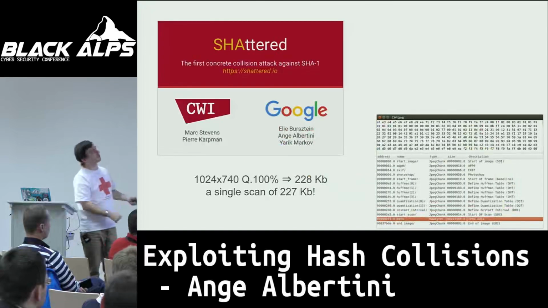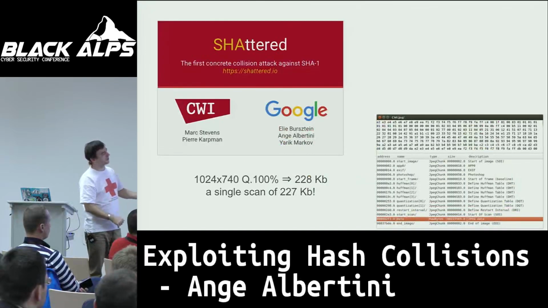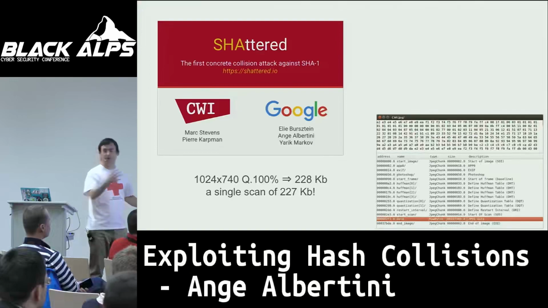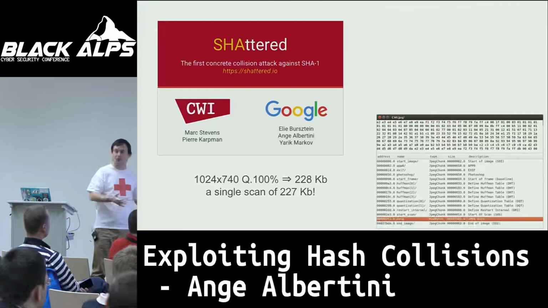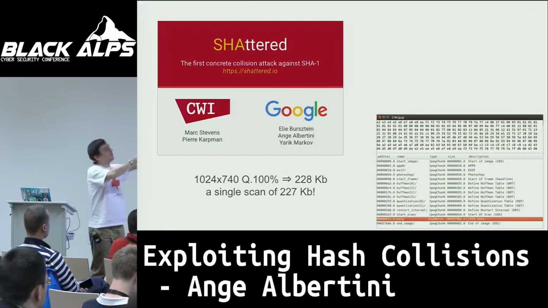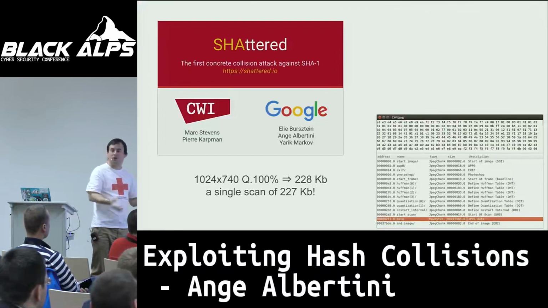In the case of the official proof of concept, it's 228 kilobytes, and the image I was given has a single scan of 227. So that will not work. You would have to have something much smaller or uglier.